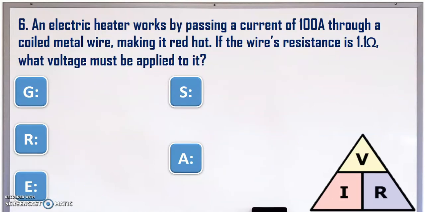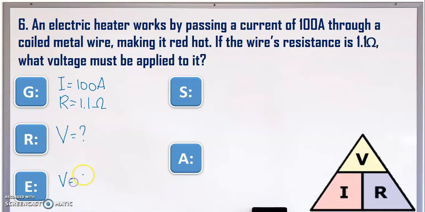An electric heater works by passing a current of 100 amperes through a coiled metal wire, making it red hot. If the wire's resistance is 1.1 ohms, what voltage must be applied to it? For the givens, we have the current, which is equal to 100 amperes, and the resistance, which is equal to 1.1 ohms. In this problem, we have to look for the voltage.